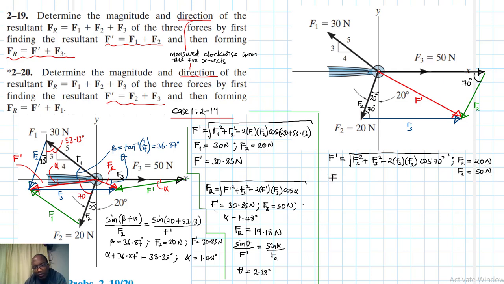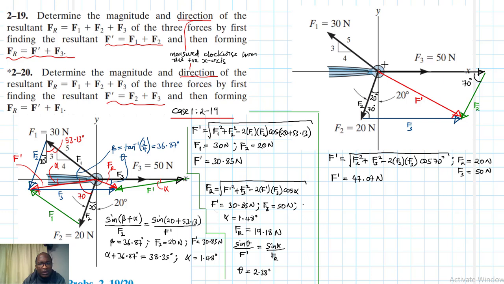Our f prime is therefore just going to be equal to, let's calculate, the square root of 20 squared plus 50 squared minus 2 times 20 times 50 times cos 70. This gives us 47.07 newtons.